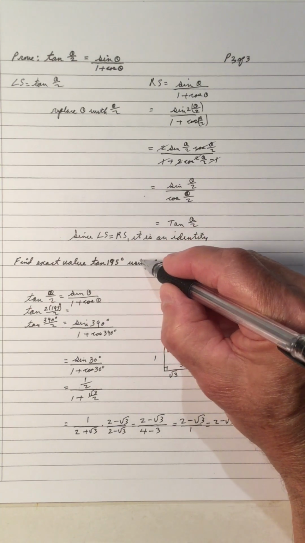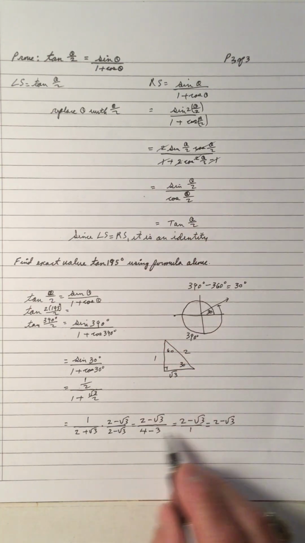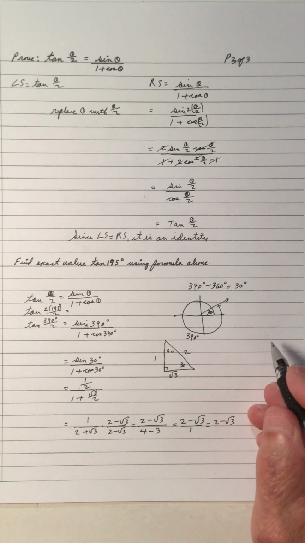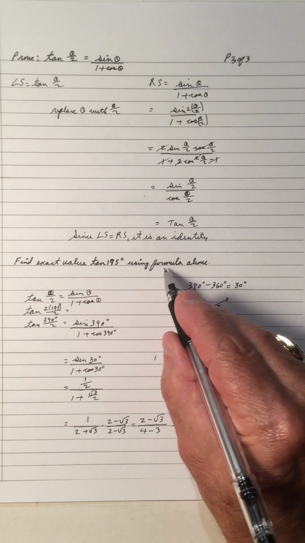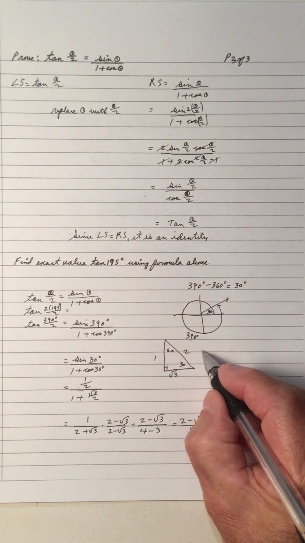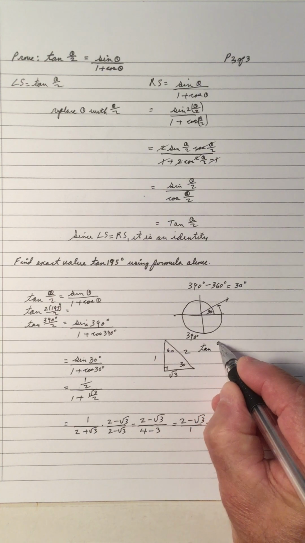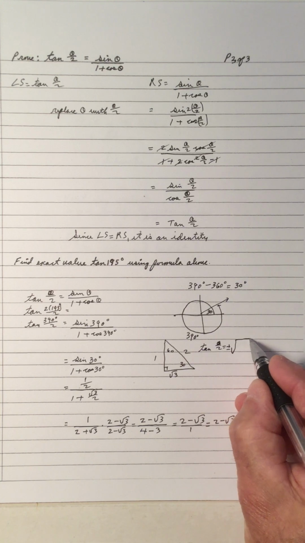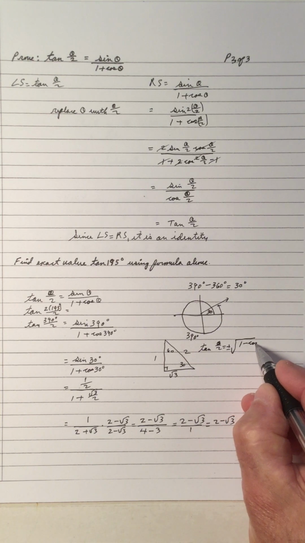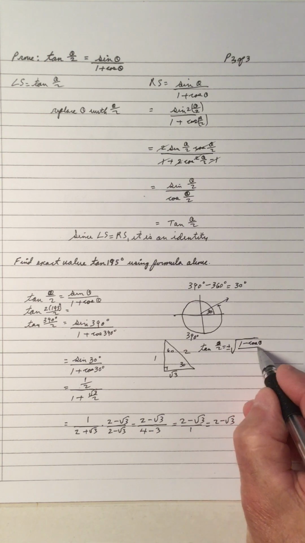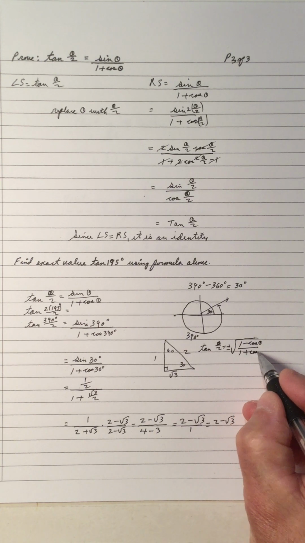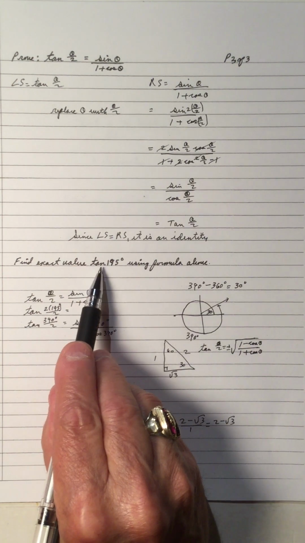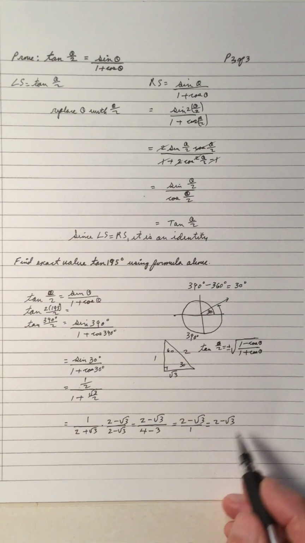I didn't want a decimal. I could use my calculator very quickly and get a decimal for that, but I wanted an exact value. And besides that, I used this formula right here, but there's another name for tan. We could have also used tan of theta over 2 is plus or minus the square root of 1 minus cos theta over 1 plus cos theta. I could have used this one to get the tan of 195, and I would have come up with the same answer.